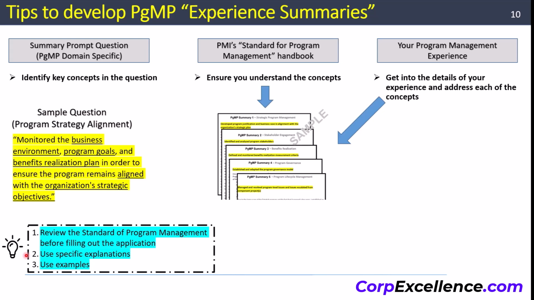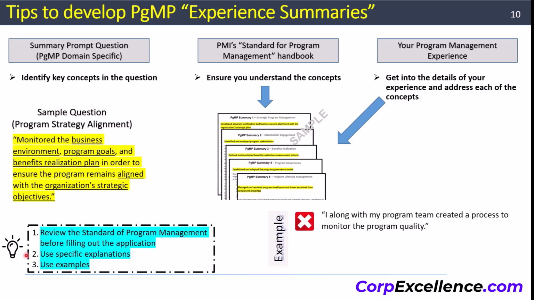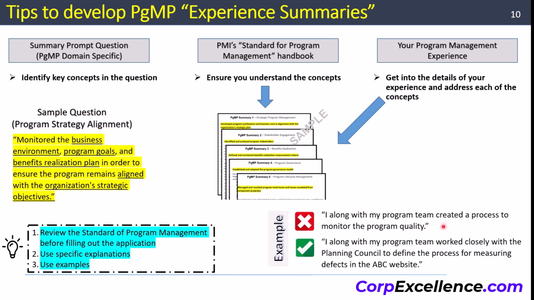In this context, let's consider an example about monitoring program quality. If you said that I, along with my program team, created a process to monitor the program quality, that's quite generic, and it doesn't tell PMI much about how you actually did it. But if you rephrased it and said that I, along with my program team, worked closely with the Planning Council to define the process for measuring defects in the ABC website, that's a bit more specific than the earlier statement.